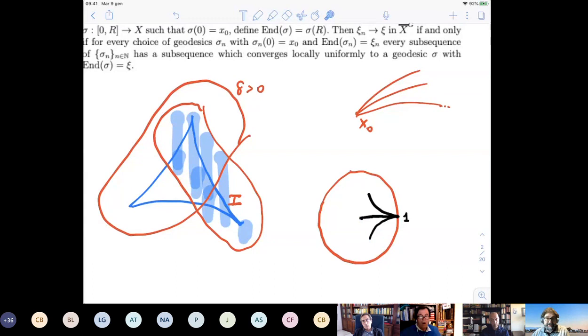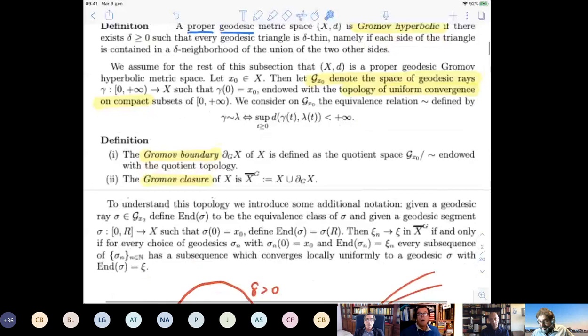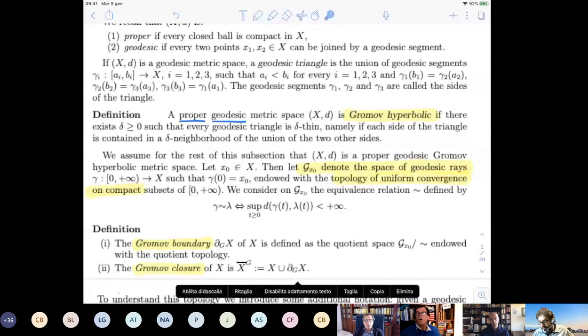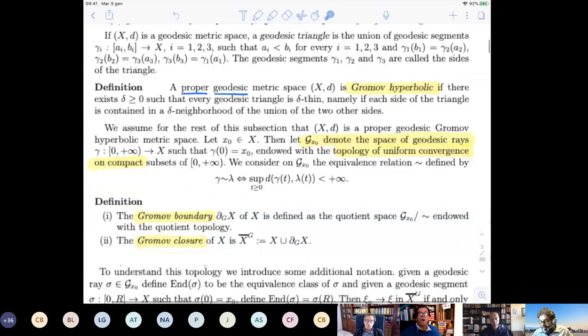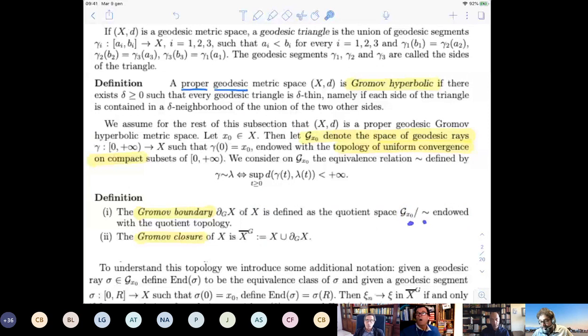Then I define the Gromov boundary. The Gromov boundary of a metric space is exactly this space endowed with the quotient topology. So we take the quotient of these, and the Gromov closure of X is just the disjoint union of X with the Gromov boundary. Now we can give a topology on this closure set to have a global topology. And how to do that? Here is the formal definition.